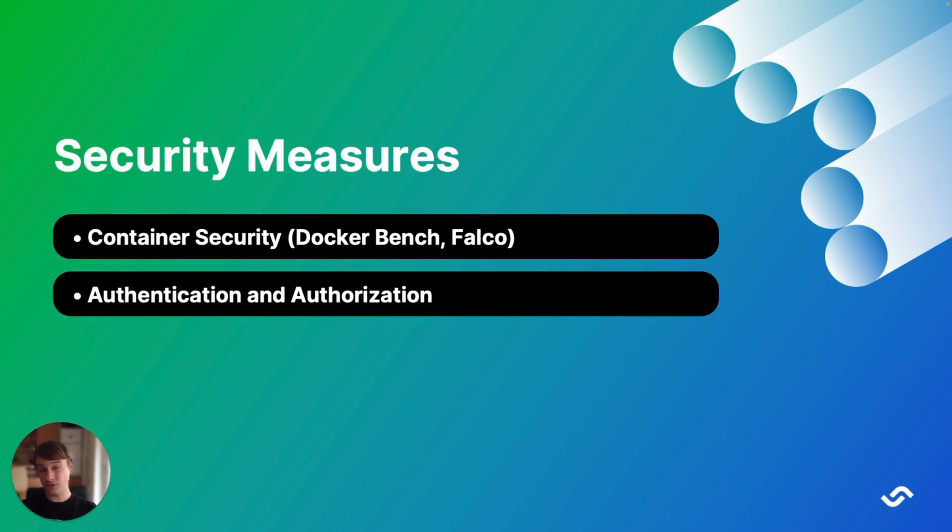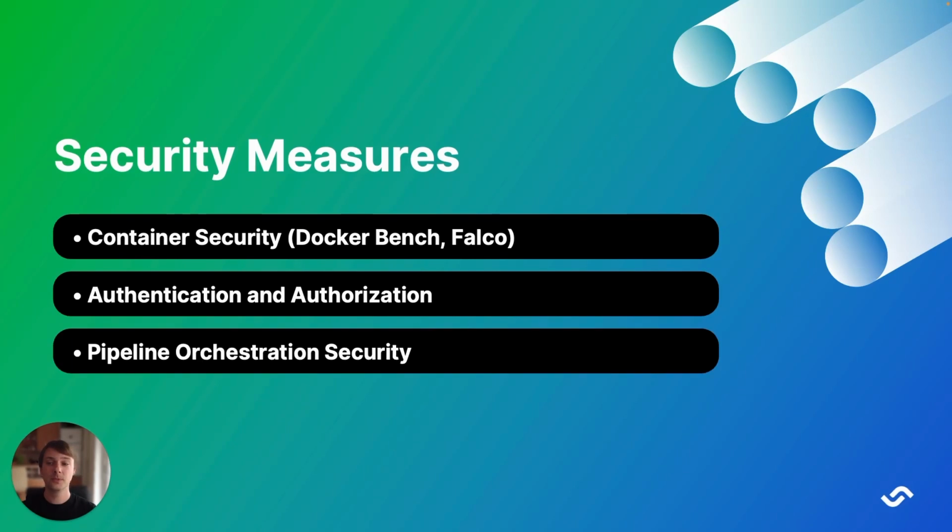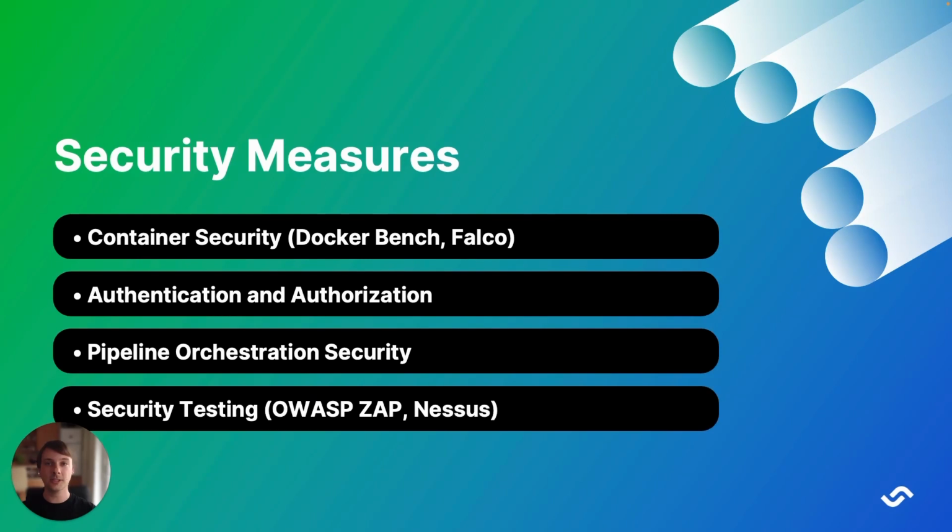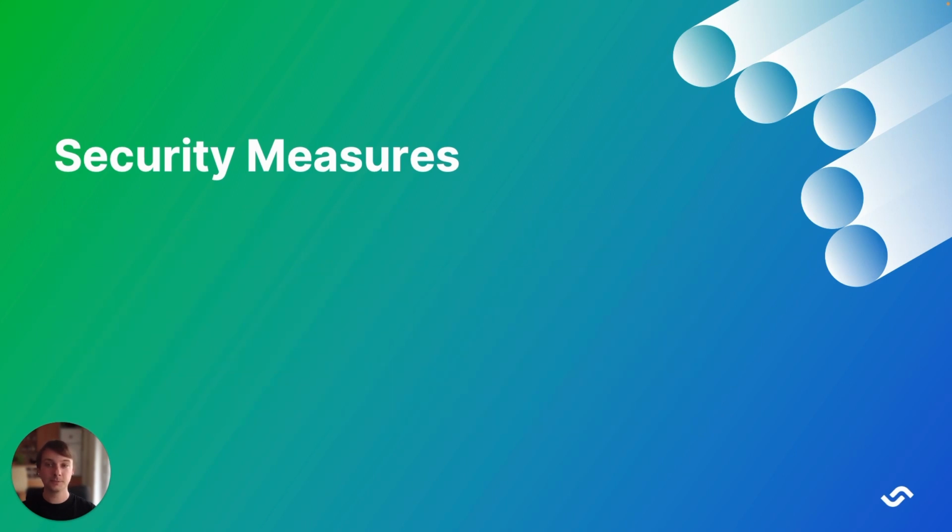Authentication and authorization is also next on our list. So we need to have strong measures for our deployments. And when we trigger them, we need to have an overview of who has permissions to do so. Pipeline orchestration security is also something that follows. So basically, who triggers what, when, and everything that's connected to that. And last but not least, we also have security testing. So this basically is penetration testing. Tools like OWASP or Nessus can help us with that.